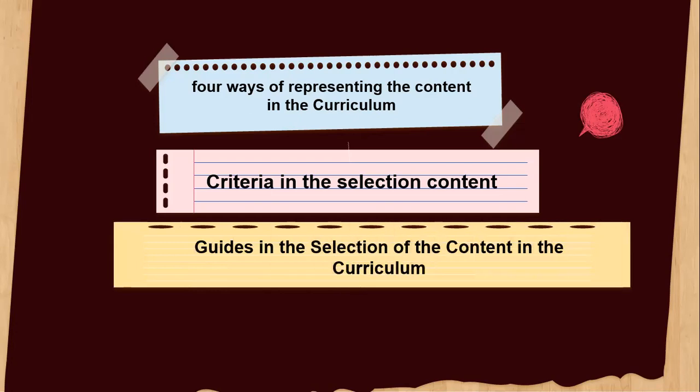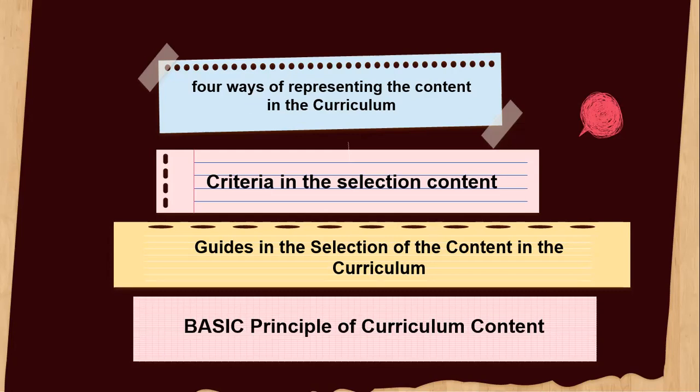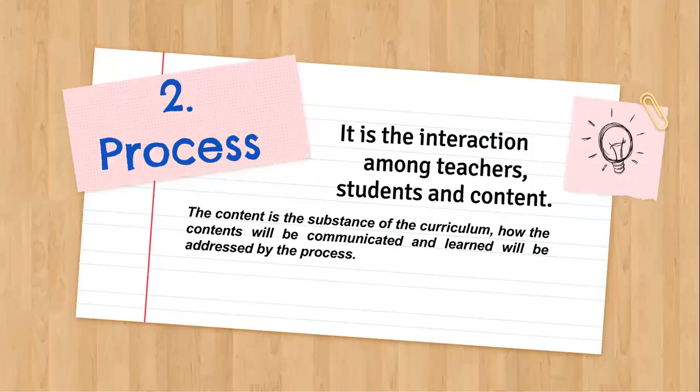Second one is the guides in the selection of the content in the curriculum. So of course, very important nga kabalota sa guides in the selection of the content in the curriculum. Third, basic principle of curriculum content. So, maning B.A.S.I.C nga itong i-discuss. And, okay, I think it's only 3. It's not 4, it's 3 pala. My apologies. First is criteria, second guides, and third is the basic, B.A.S.I.C.